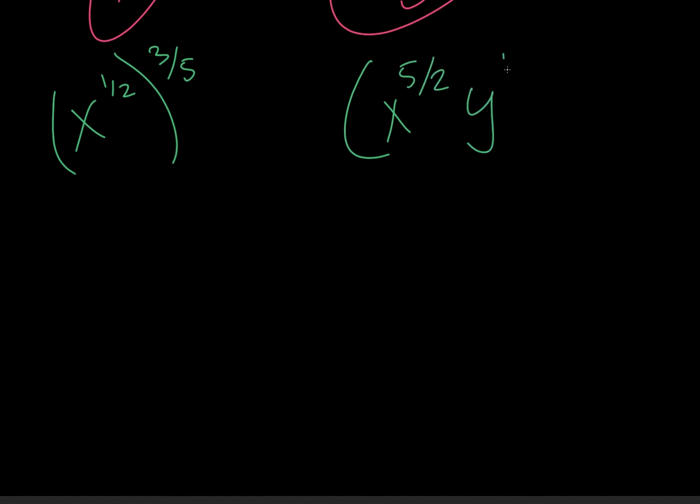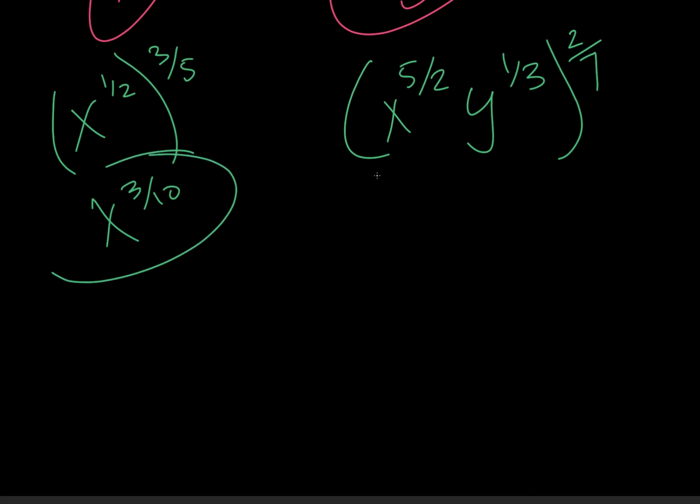Okay. Then we're going to say x to the 1/2 to the 3/5. And we're going to say x to the 5/2, y to the 1/3, and let's do 2 over 7. So this is a situation where we multiply. So 3 times 1 is 3. 5 times 2 is 10. 3/10 is simplified, so we're done.